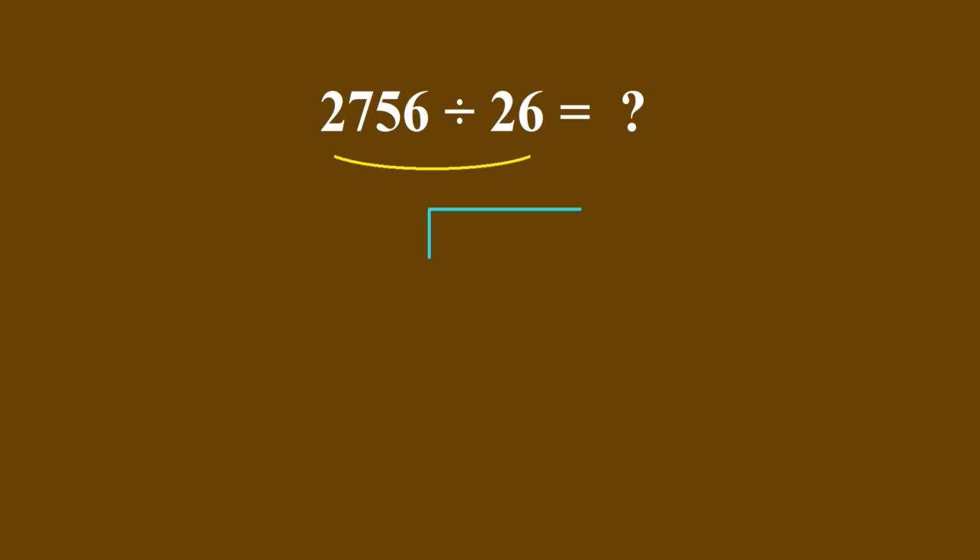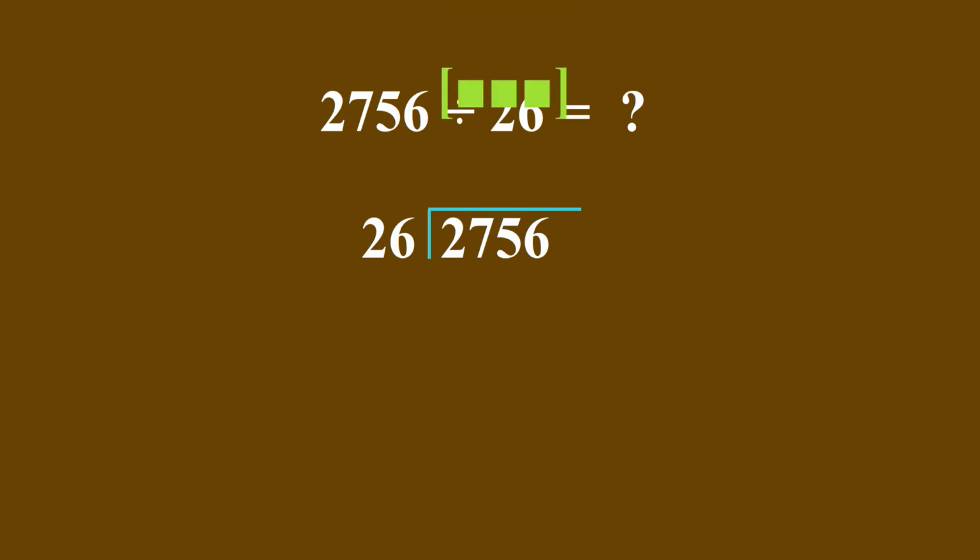First, we draw the division bracket, then move 2,756 inside the bracket. This is the total we are dividing. Finally, move 26 to the left of the bracket. This is our divisor. The answer to our division will be written right here on top of the bracket. This is called the quotient.